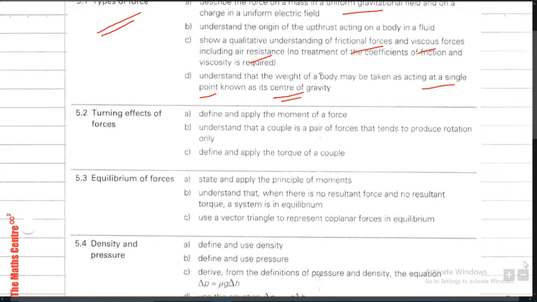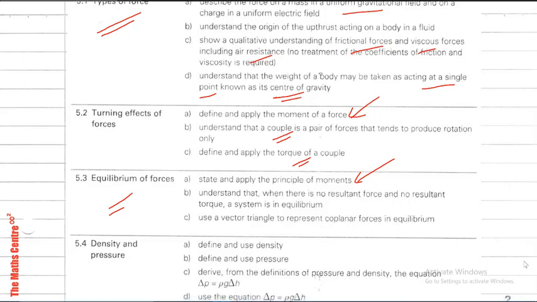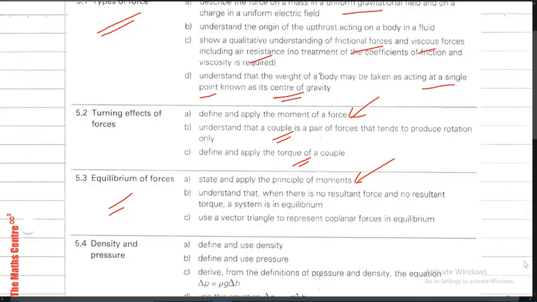Where we'll talk about the moment of a force and we'll deal with the definition of a couple, what it is, and then we'll talk about the torque of a couple. And then we'll move on to equilibrium of forces. We will state and apply the principle of moments. And we will deal with the idea that when there is no resultant force, and no resultant torque or no resultant moment, a system is in equilibrium. And we'll also use a vector triangle to represent coplanar forces in equilibrium.